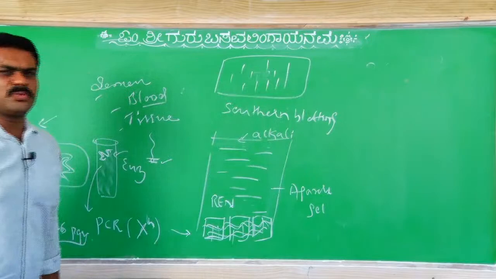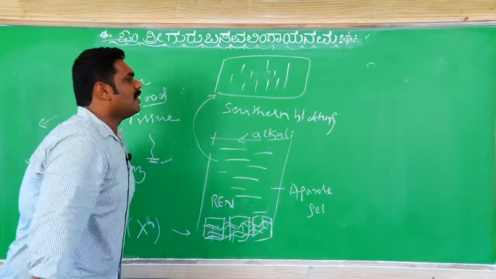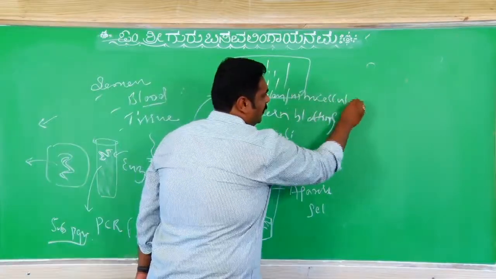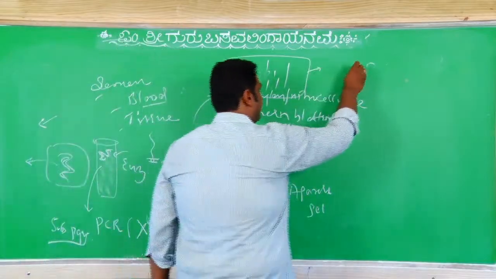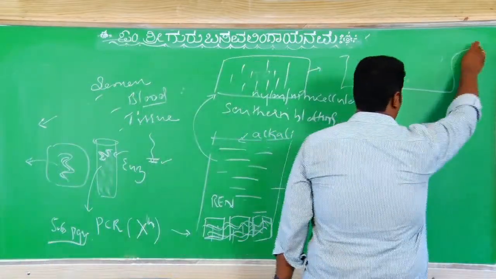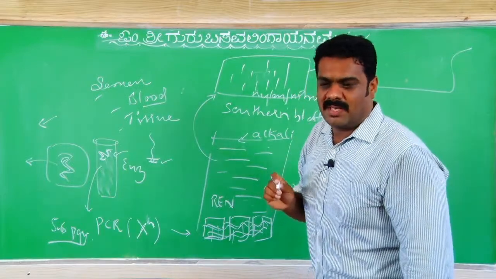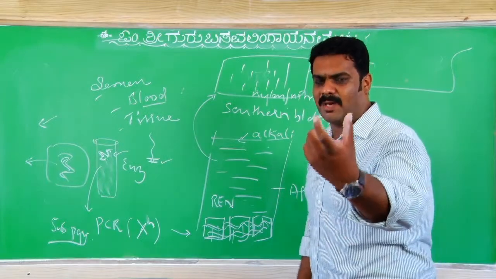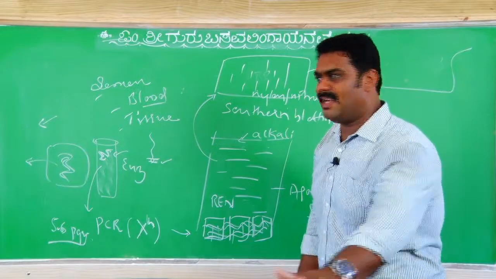Done. Last two steps are remaining with me. After this is shifted onto the nylon membrane, anything can be used. Now this is treated in a large bathtub where you are going to add chemical probes. Chemical probes are isotopic, artificially created DNA molecules, isotopic artificially synthesized DNA molecules.